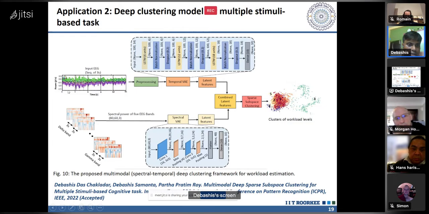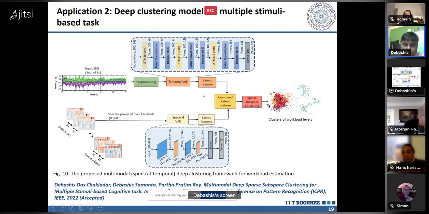In this case, the stimuli interval is 3 seconds. So we divide the EEG signals into 3 second intervals, and at the same time we find the spectral power of each EEG band. The top one, the time-wise signals, is passed to the temporal VAE, and the latent features are extracted from the temporal VAE. Whereas in the bottom one, we pass the spectral image to the CNN model, which is the spectral VAE, and the latent feature is also extracted from the spectral VAE.